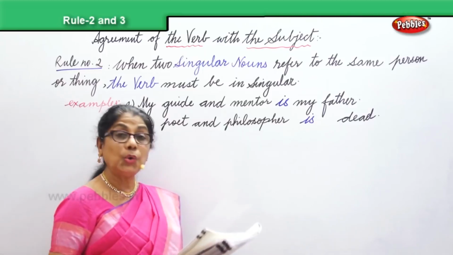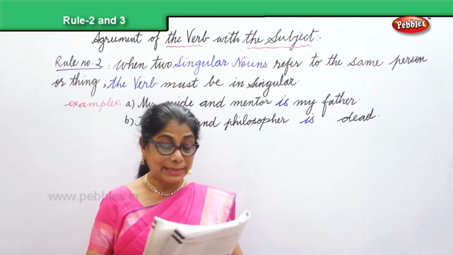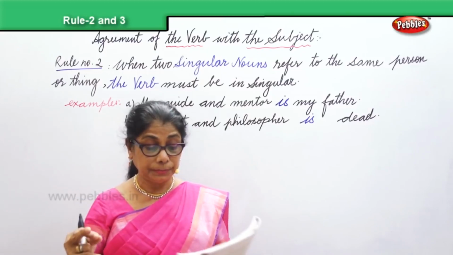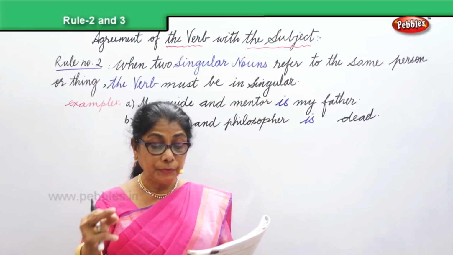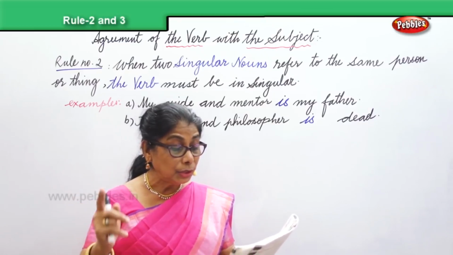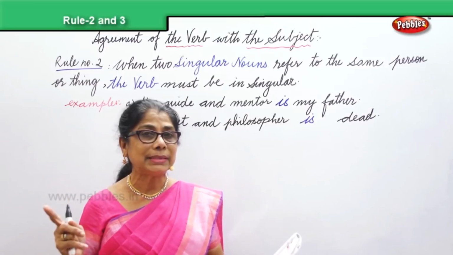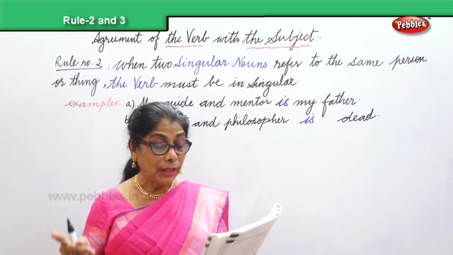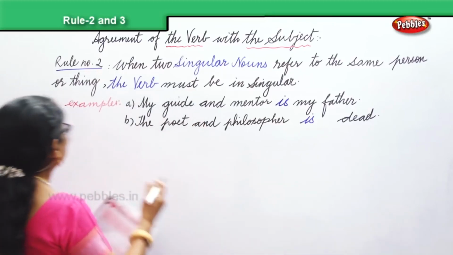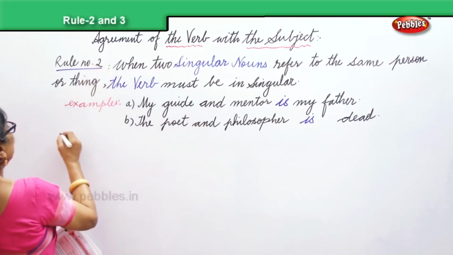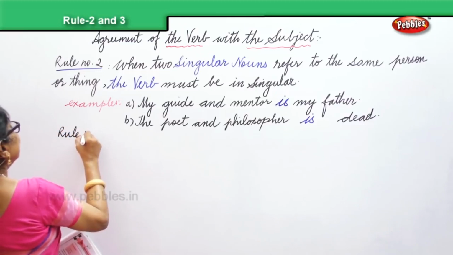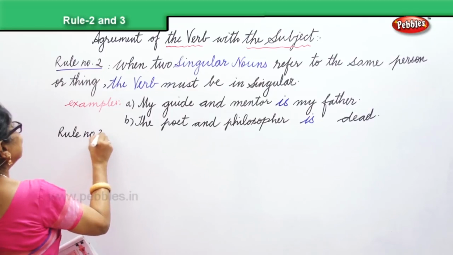Now, the rule number three, what does the rule number three say? When the definite article the is used before each of the two nouns, then it means two distinct persons are there. Therefore, the verb is in the plural. Let's look at that. The third rule.